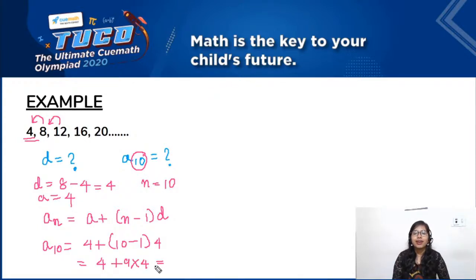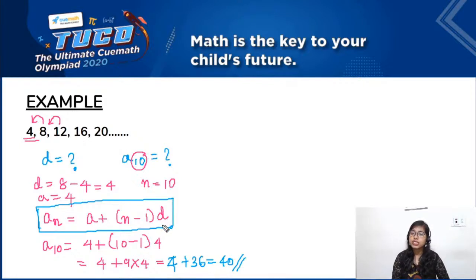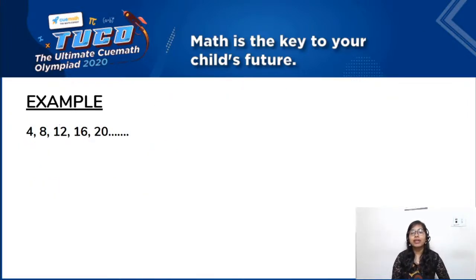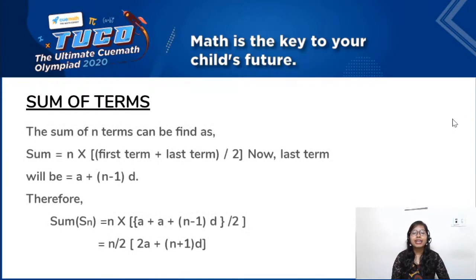Any guesses? Any answers, guys? Let's see. So 4 plus 9 times 4 is 36, which is going to be 40. Hence, my 10th term of the AP is 40. Now, the usage of this formula is that you may be asked to calculate very high terms such as the 100th term, 1000th term, 10,000th term, anything. It's not always possible to manually count the number of terms and keep adding the common difference every time, right? Hence, we have come up with this formula. All right. Very good and a big round of applause to all of you who got the right answers. Let's proceed further. Coming to the next topic, that is sum of terms.